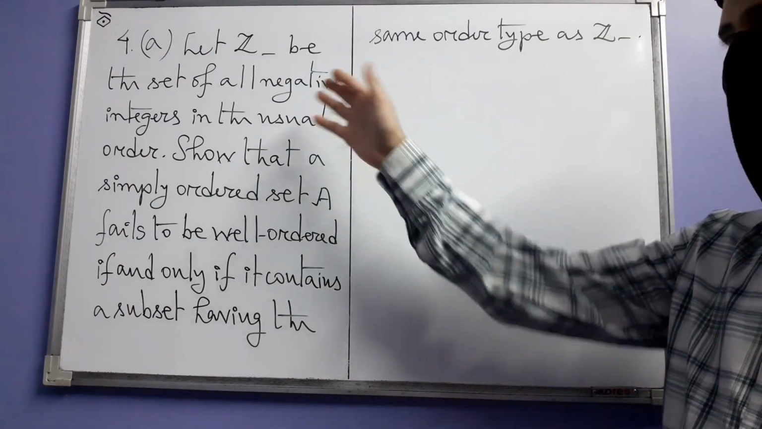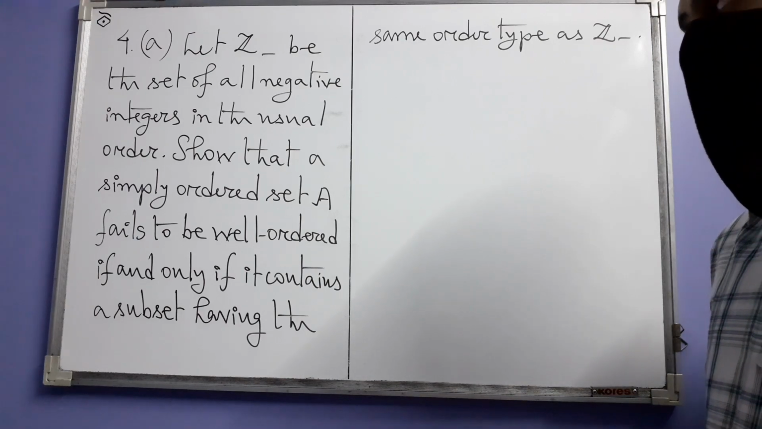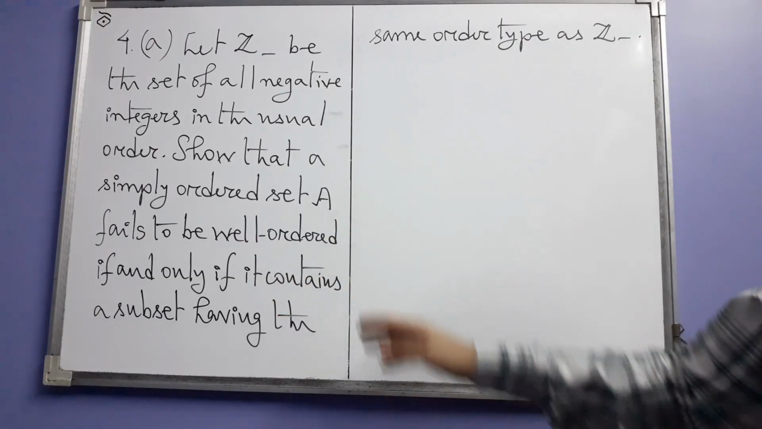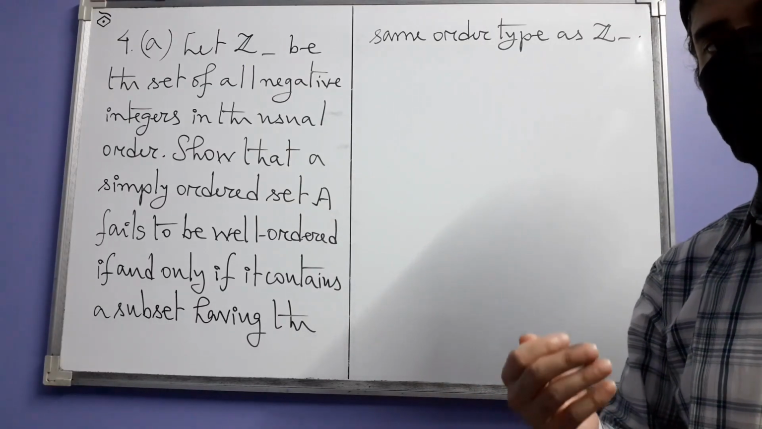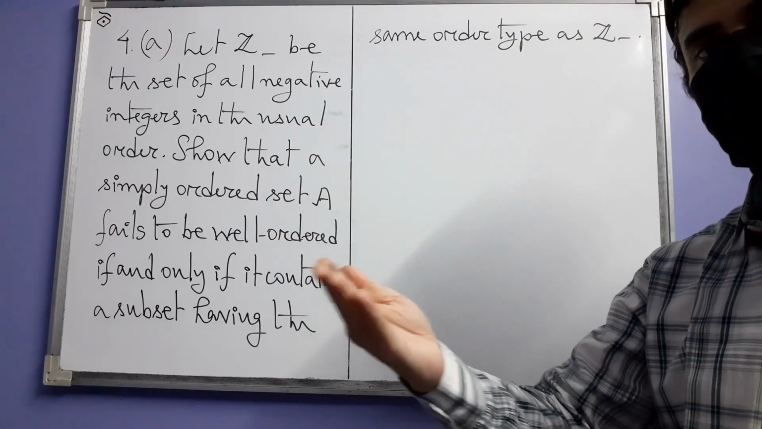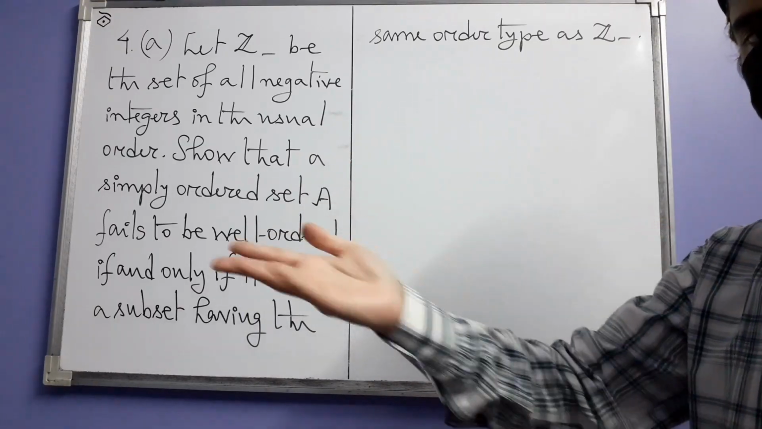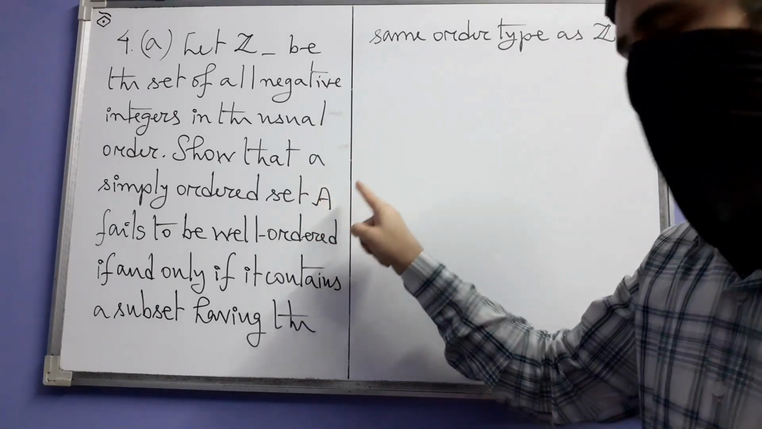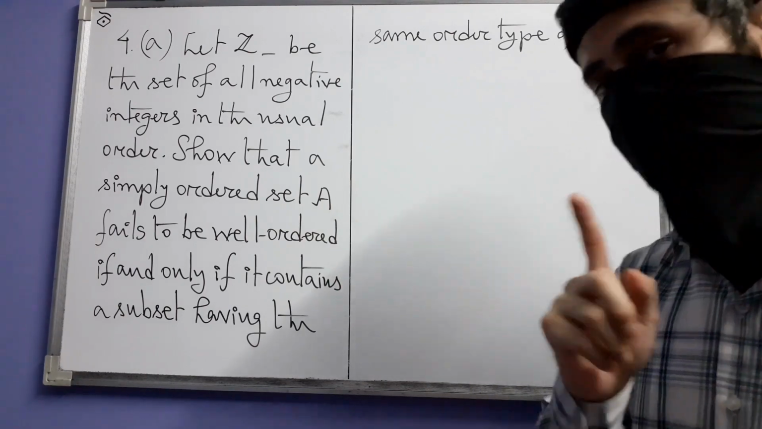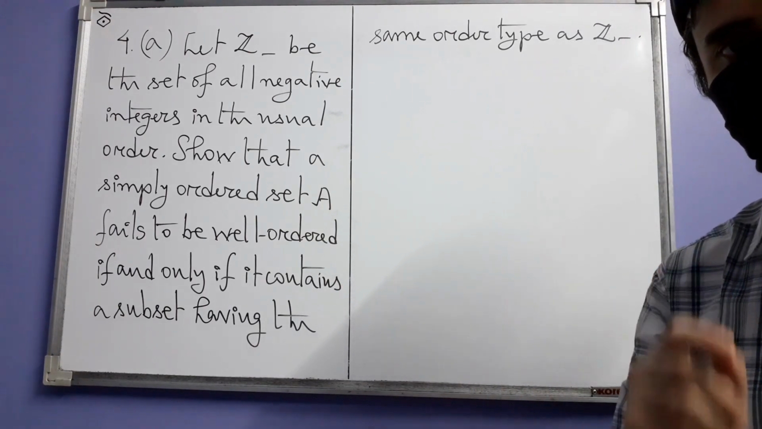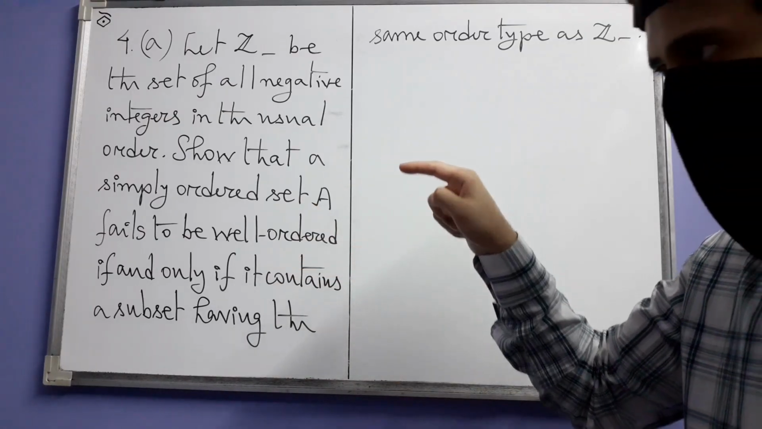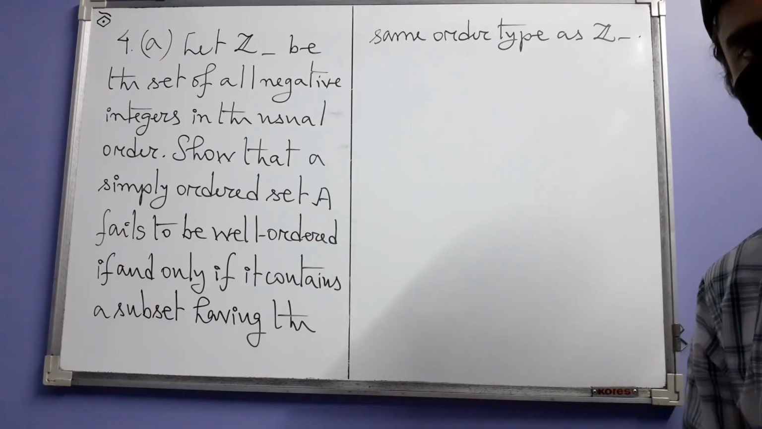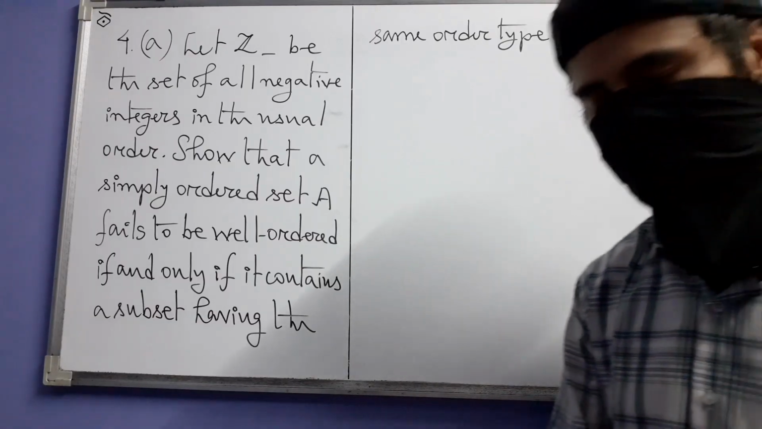Next we have 4, and this is part A. There is another part. In part A, first the author says that this is the set of all negative integers. Okay, some notation, Z minus. And it's also assumed to have the usual order, that it inherits by being a subset of the ordered set of all integers. Okay, so it's the usual ordered set of all negative integers. Now we have to show that a simply ordered set A will fail to be well ordered if and only if A has a subset which has the same order type as this. Okay, so this is an if and only if statement. So we have to go both ways. Let us first solve this and then we will see part B.